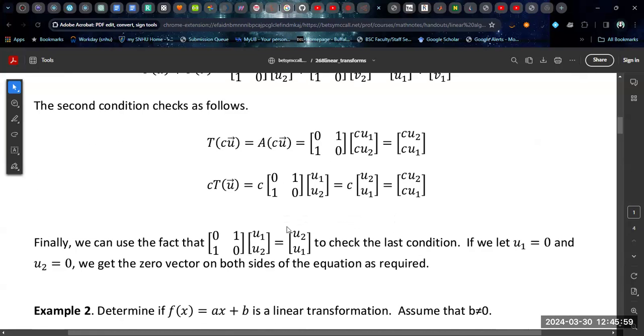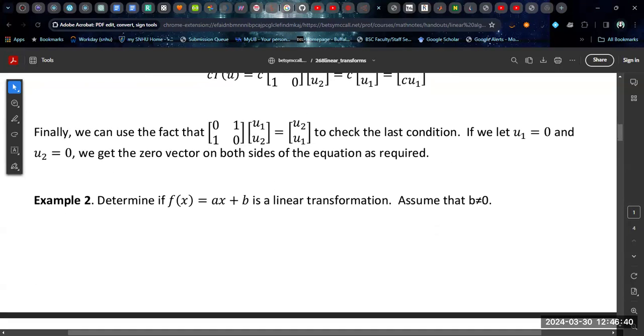Now we also do the second one the same way. We multiply one of our vectors by the scalar, and then we apply the transformation, and we see that it does flip the order again. And then we apply it to the vector, and then we put the scalar on the outside last. And here the transformation flips the order, and then we multiply by the scalar, and we get the same answer again. So this satisfies our condition. And if we let the two components be equal to 0, we do in fact get 0 as required for that last check. Therefore, we can say that because it satisfies the properties of our linear transformation, it is in fact a linear transformation.